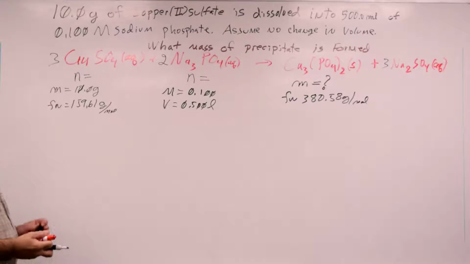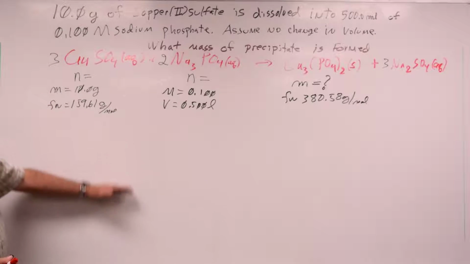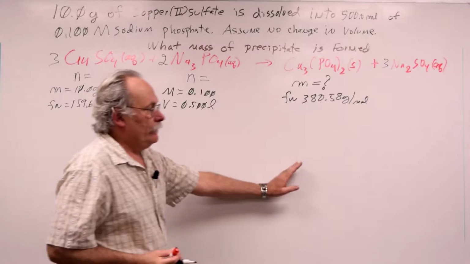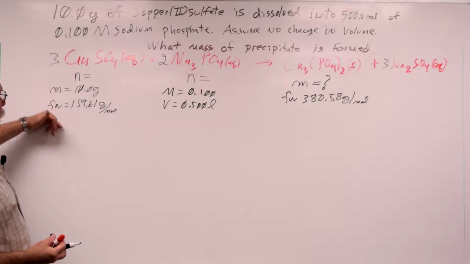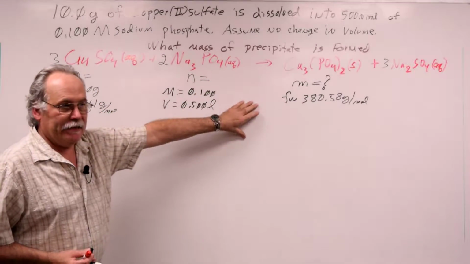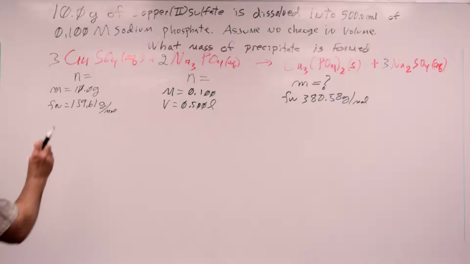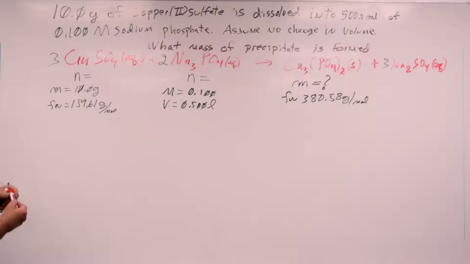Now I'm ready to set up my equations. What I'm going to do is set it out here and solve it, and then I'm going to show you the shorthand way to do it directly from the data given. Okay? So the first thing I need to do is calculate what is the limiting reagent.